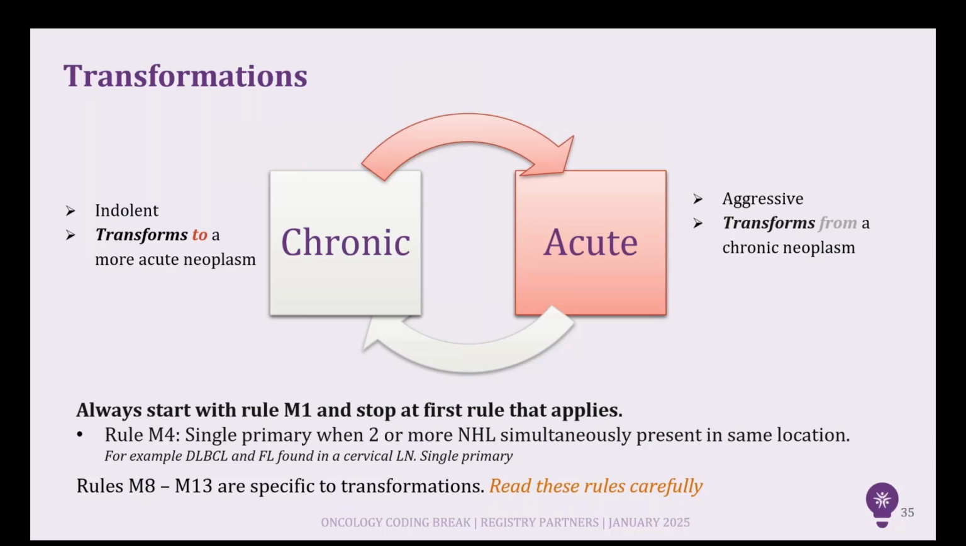So although we do have rules for transformation starting with rule M8, sometimes you'll find that a rule before M8 applies. Rule M4, for example, tells us to code a single primary when two or more non-Hodgkin lymphomas are found in the same location. So for example, if you had a DLBCL and follicular lymphoma in a cervical lymph node, that would be a single primary. So even though those are histologies that transform to and from, you didn't make it to rule M8. So be careful, always start with rule M1 and stop at the first rule that applies.